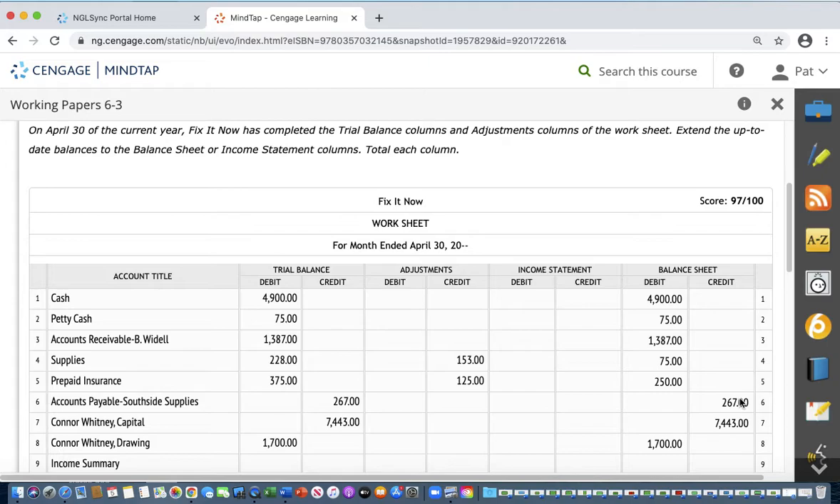Then you just got to be careful. You put accounts payable and capital in the credits and the drawing. Again, what's a balance sheet? It's a financial statement summarizing the up-to-date balance accounts of assets, liabilities, and owner's equity. 100, 200, 300.